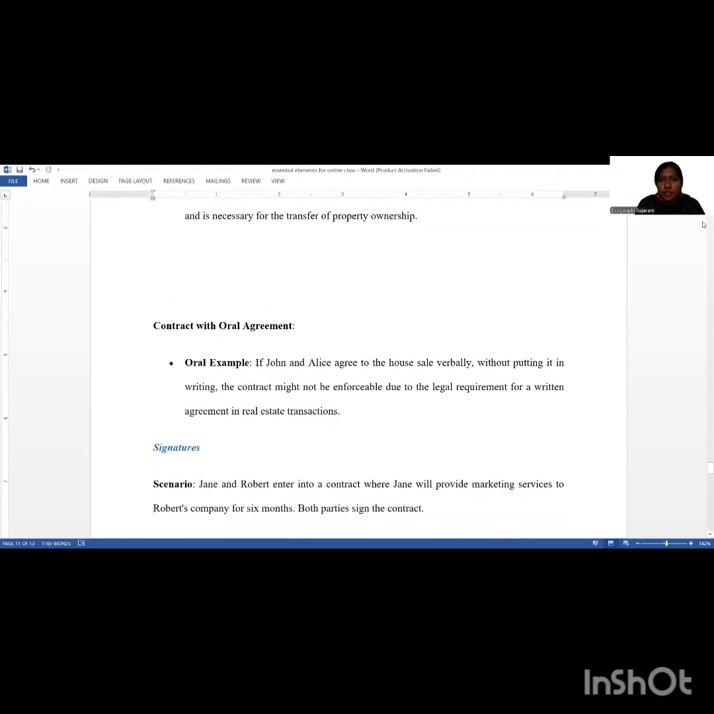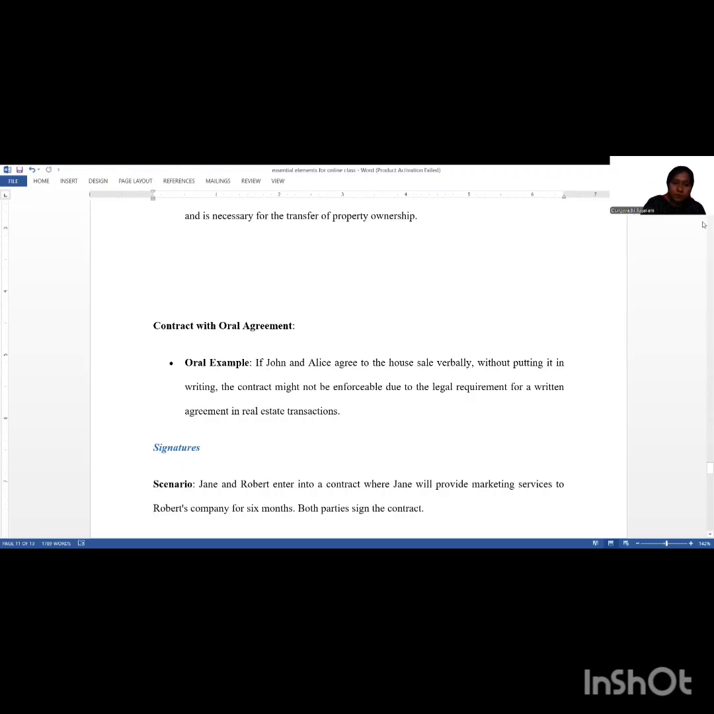Contract with oral agreement. John and Alice agree to the house sale verbally without putting it in writing. So the contract may not be enforced by law because of the legal requirement of a written agreement in a real estate transaction. For real estate transactions, if you are entering into the contract, you should have that written document.